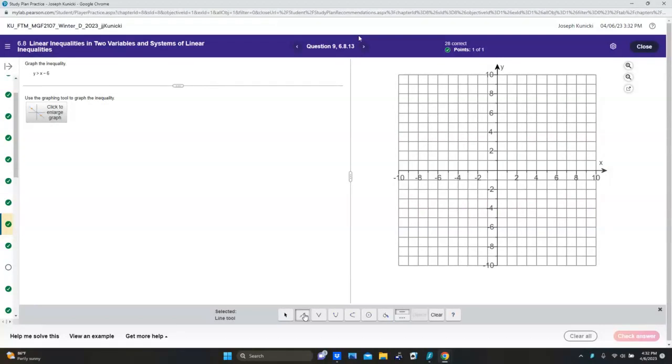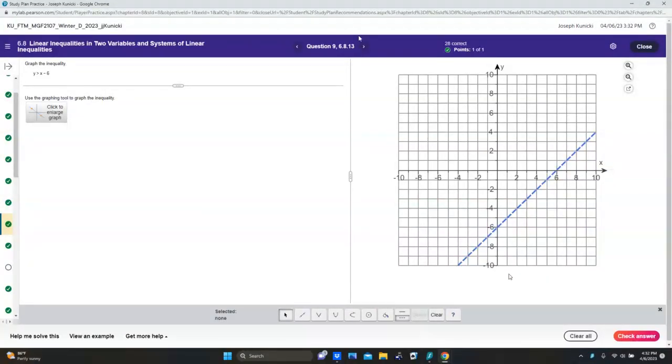So when I hit the line tool, you'll notice on the right here, I have a solid and dashed. Now I hit the bottom dashed. So now I'm set up for a dashed line. And what I'm going to do is just use y equals x minus 6. So I'm going to use the intercept of -6. And the slope is +1. So I go 1 up, 1 to the right. And there's my dashed line.